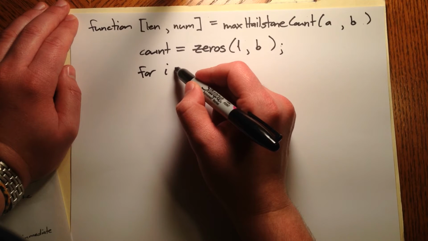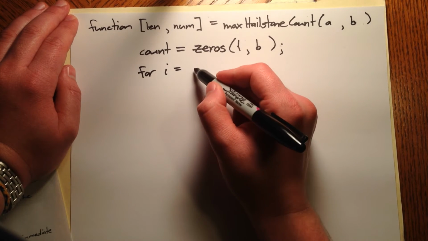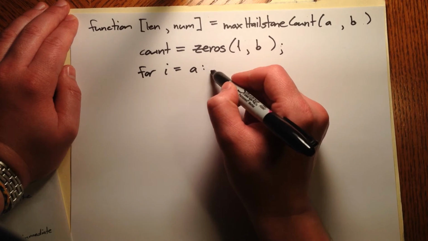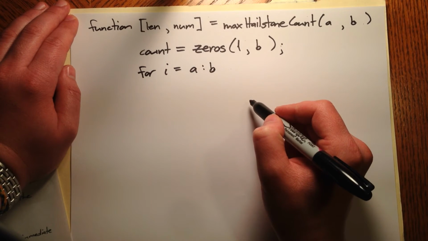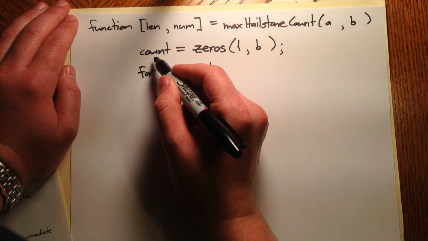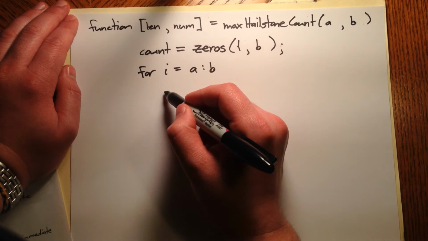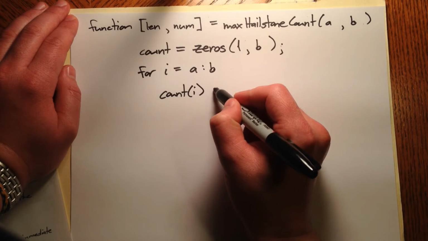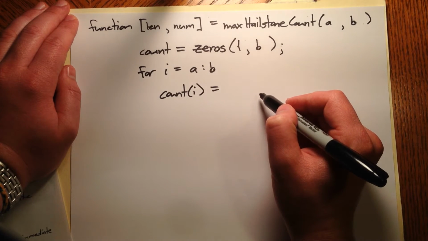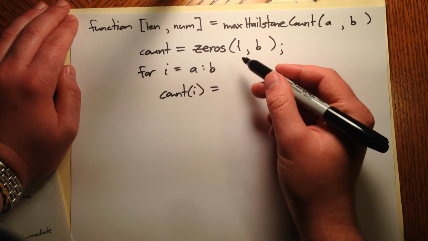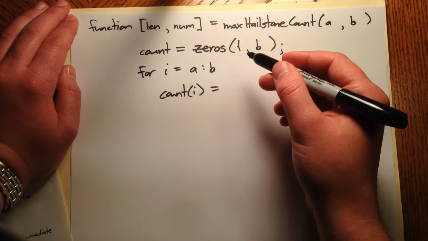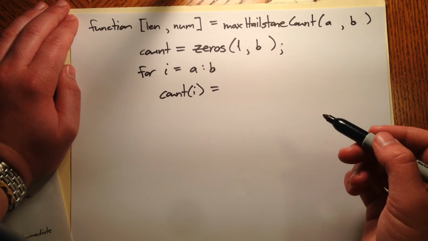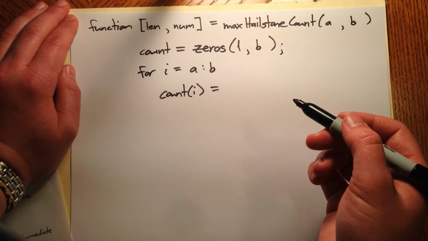We're going to call it i, from our first value to our last, from a to b. We're going to take the count at that ith value and count how many numbers are in its hailstone sequence. To do that, we established that we need to call on some sort of other function.